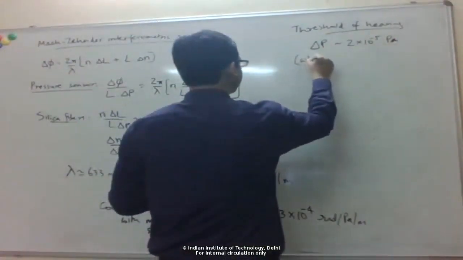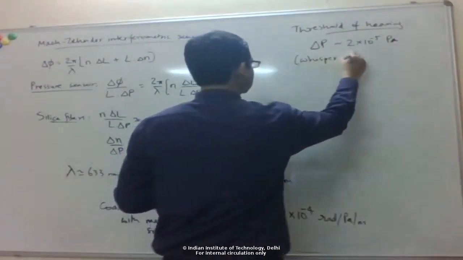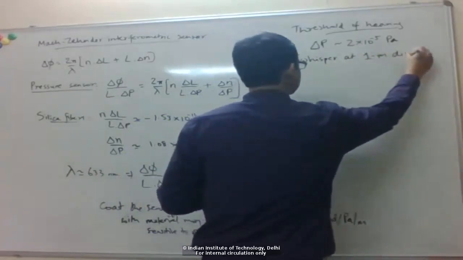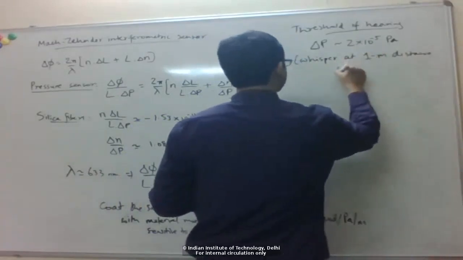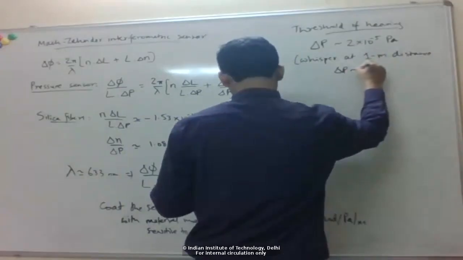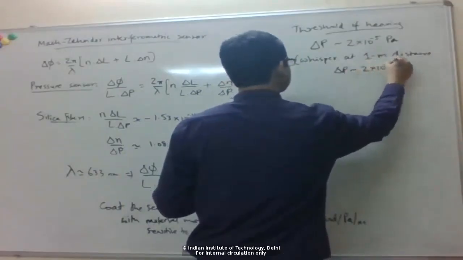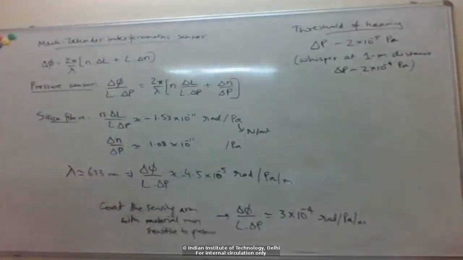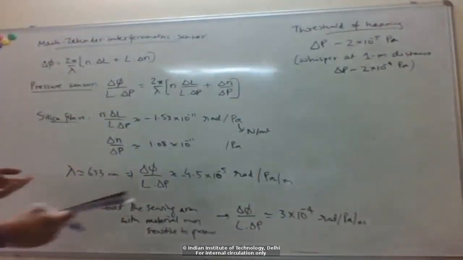So for example, if somebody is whispering, and you are at 1 meter distance away, that typically corresponds to 10 to the minus 4 Pascal. Okay, so you can imagine what levels of pressure we are talking about.